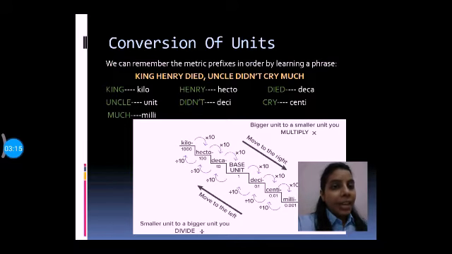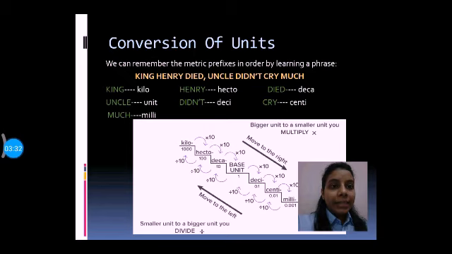Again the phrase is the same for remembering the order of these metric prefixes. King Henry died, uncle didn't cry much. Kilo, hecto, deca, then base unit, then deci, centi and milli.